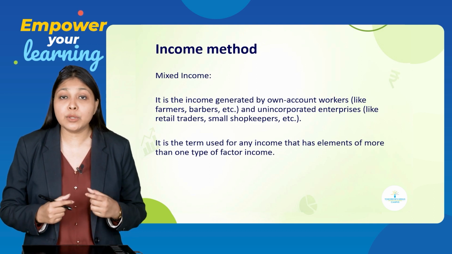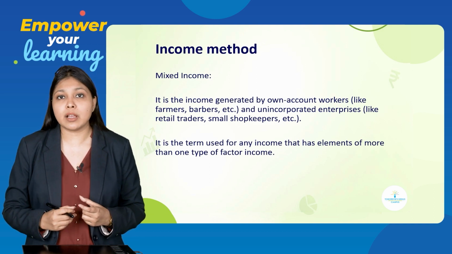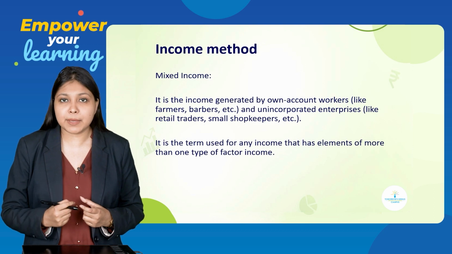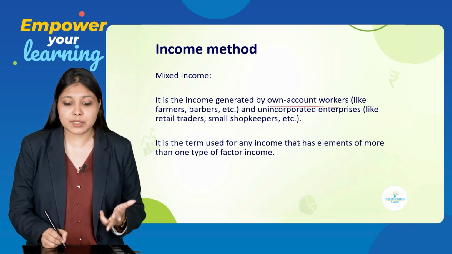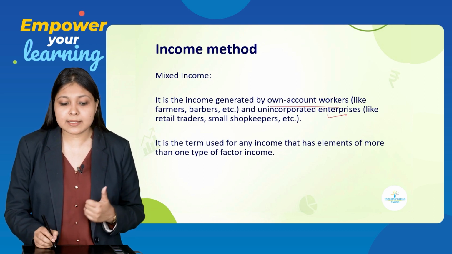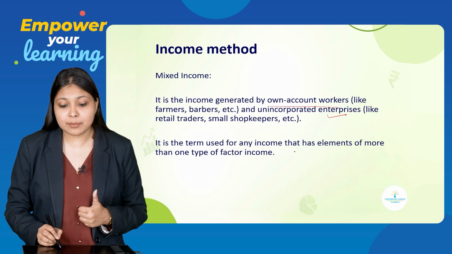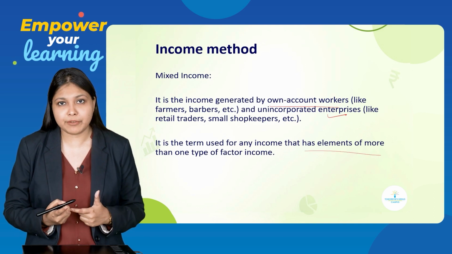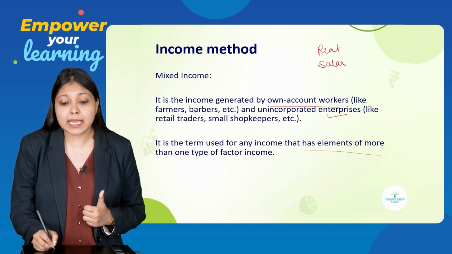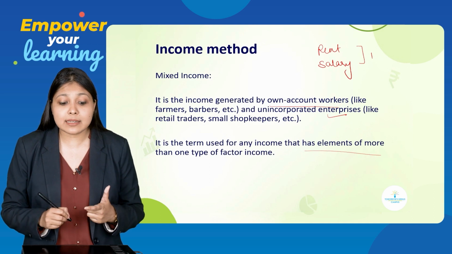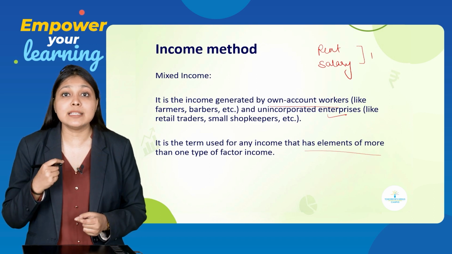Any individual who earns multiple types of income can come under the topic of mixed income. It is income generated by own account workers like farmers and barbers, and by unincorporated enterprises like retail traders and small shopkeepers. It is the term used for any income that has elements of more than one type of factor income. As I said, rent and salary received by one person means it is multiple types of factor income which one person is receiving.